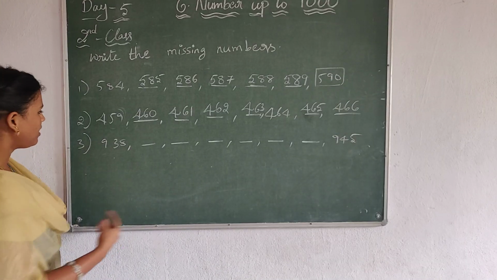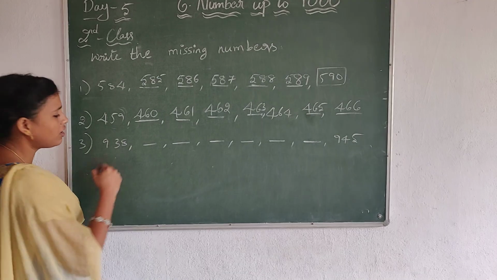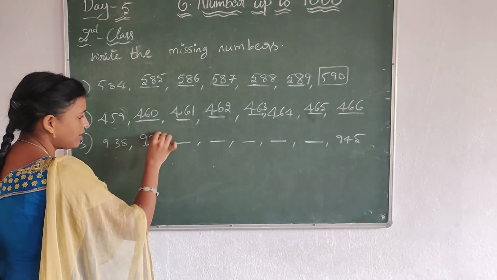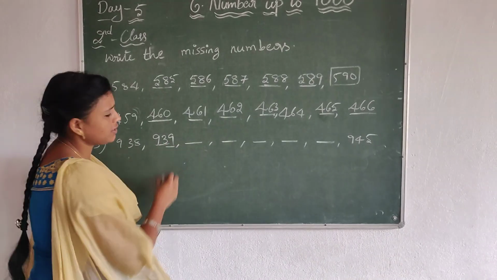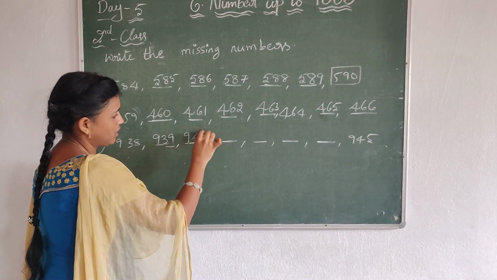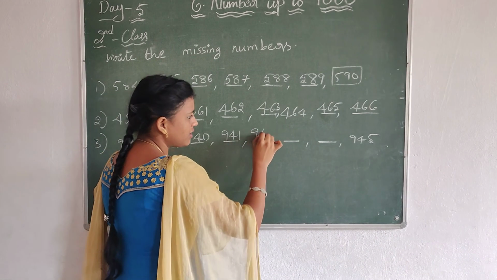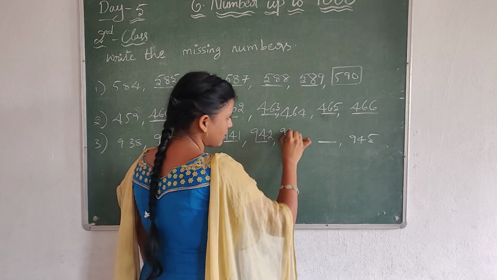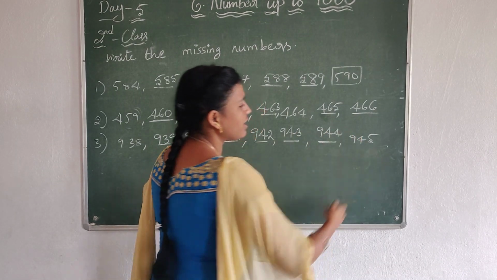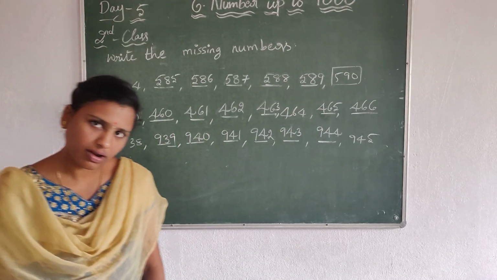Let's come to the third one. 938. What is the number? 938. 939. After 39 comes 40. 940. Next, 941, 942, 943. 944. What next? 944. So we wrote it all right.